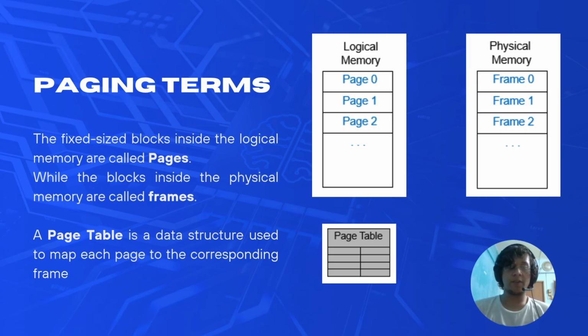But since the pages are scattered, the operating system needs a way to keep track of where each one is. That's where the page table comes in. It's a data structure that maps each page number to the frame number where that page is stored. So whenever the CPU needs to access data, it uses the page table to find out which frame the required page is inside, and then gets the exact physical address.